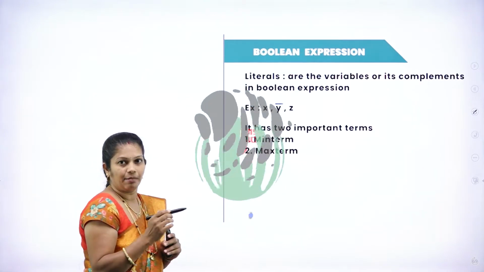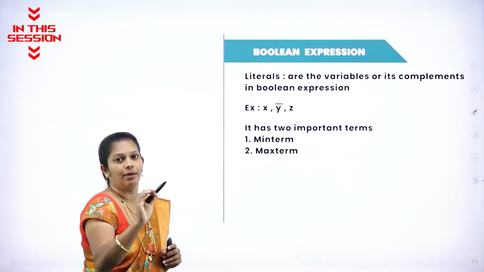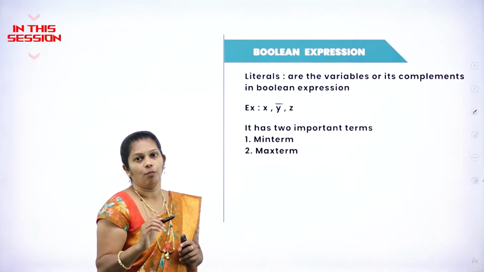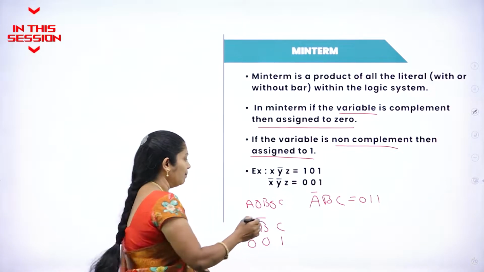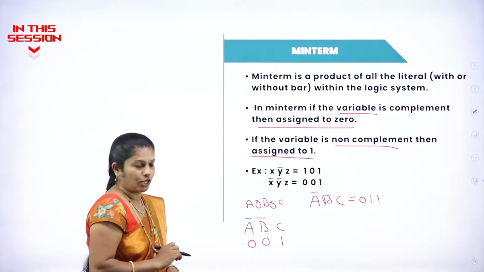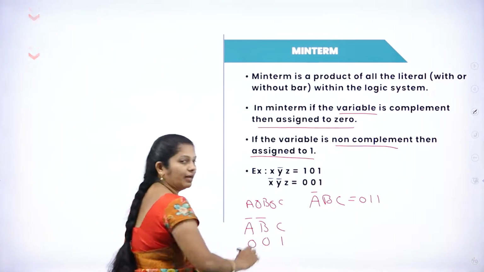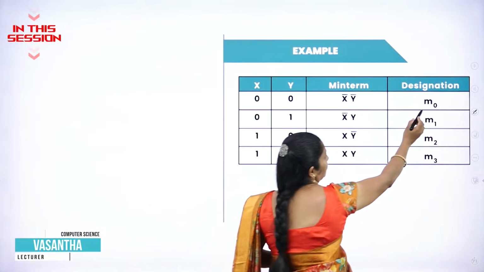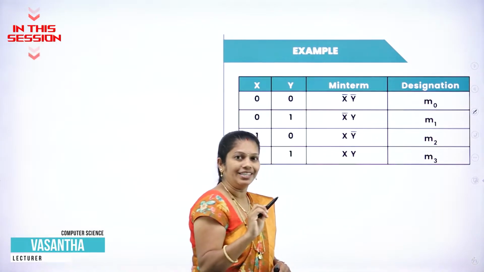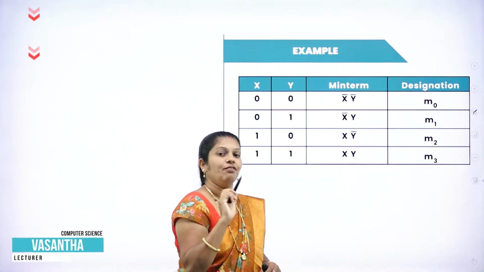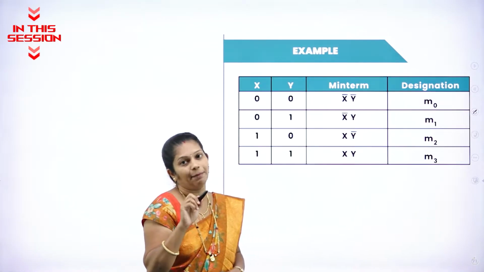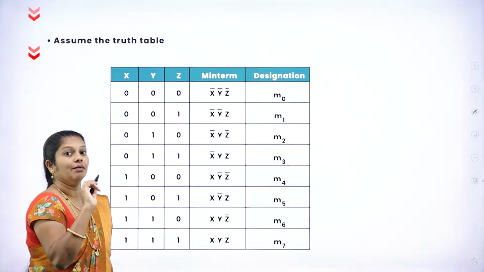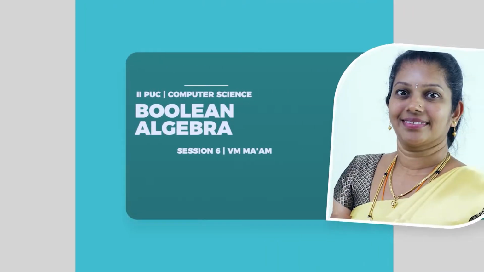Literals are the variables. We used to call them variables, where the variables may be complement or non-complement. In a minterm, if the variable is complement, then it assigns to 0. If the variable is non-complement, then it assigns to 1. When we have only two variables, then it is m0. For a minterm, you have to write it in small letter m. If it is a maxterm, then you have to write capital M. When all three variables are 1, what is the designation? M7.